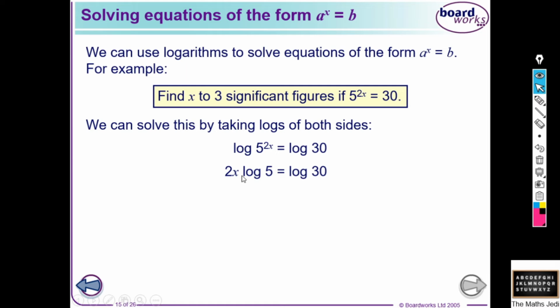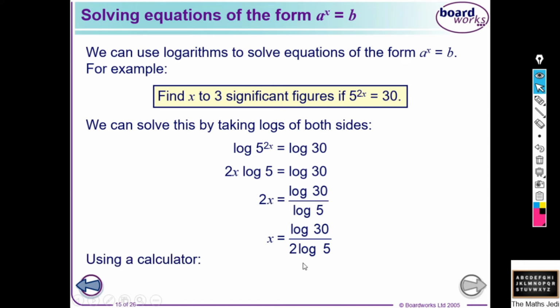And then because we've got logarithmic expressions, let's divide by log 5. That gives us an expression in x and an expression in logs over here. We can use the calculator to calculate what this is. So log 30 divided by log 5, and then we can divide by 2 to get x on its own. Using a calculator, you'll get the answer 1.06. Very simple.